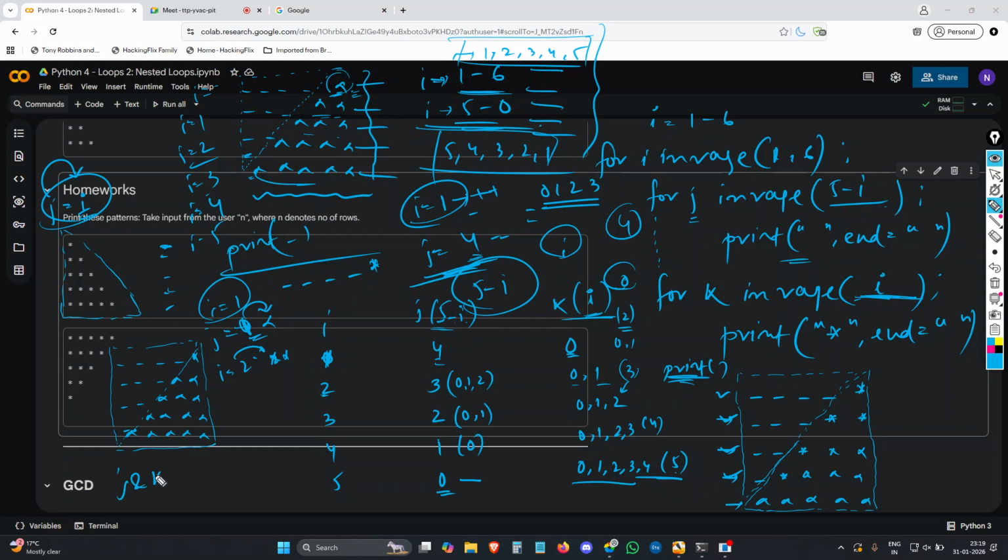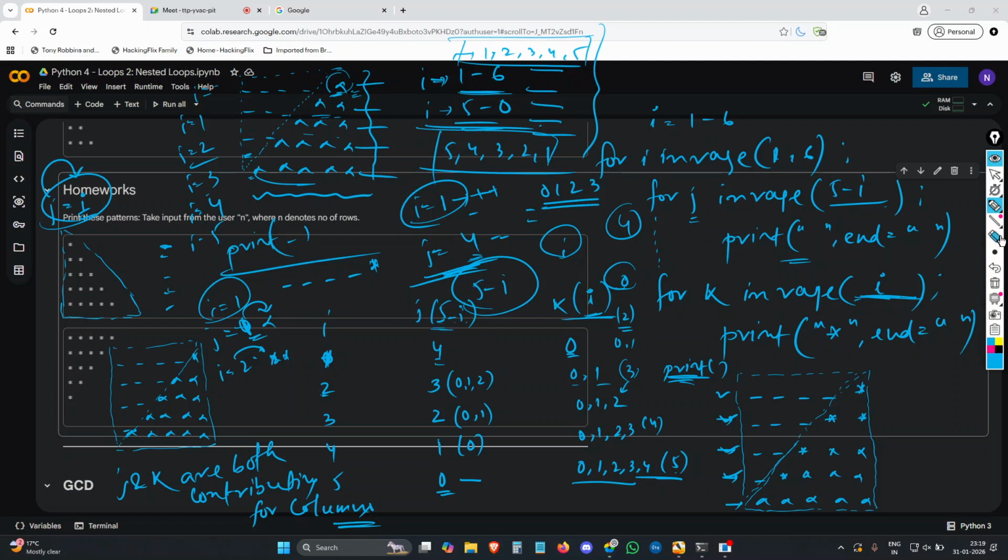So J and K are both contributing for the columns. One for the spaces, one for the stars. Correct. Now, this is clear for you.